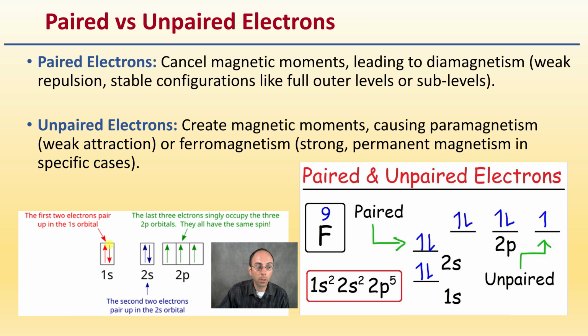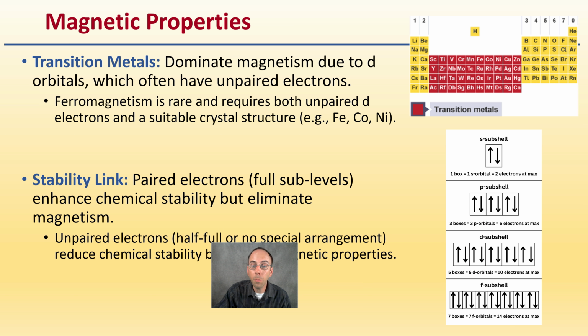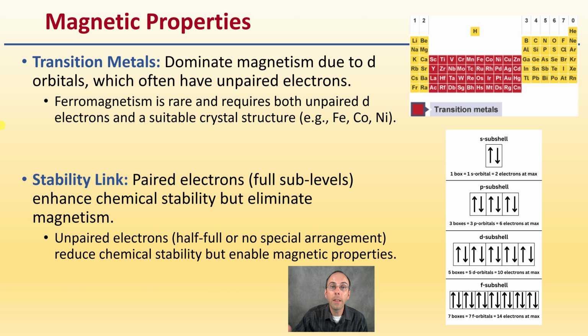When we talk about those electron pairs, again, we're talking about those single arrows, not those doubly filled up and down arrows where they're canceling each other out. Now, the magnetic properties of transition metals dominate magnetism due to the d orbitals, which often have unpaired electrons. Ferromagnetism is rare and requires both unpaired d electrons and a suitable crystalline structure, such as iron, cobalt, and nickel. Stability link: paired electrons, such as full sublevels, enhance chemical stability, but at the same time eliminate magnetism. So you have that inverse relationship.